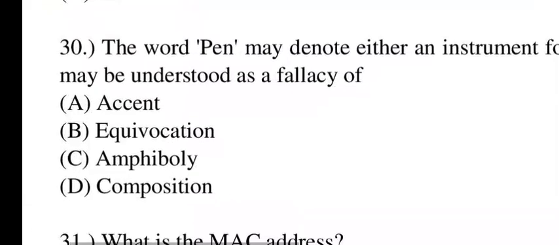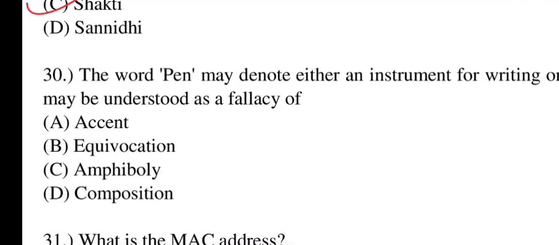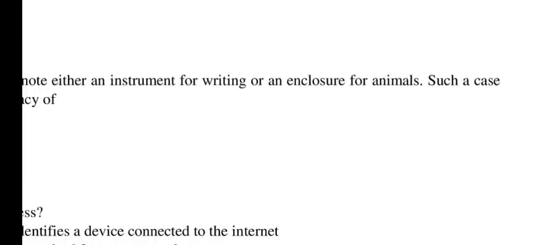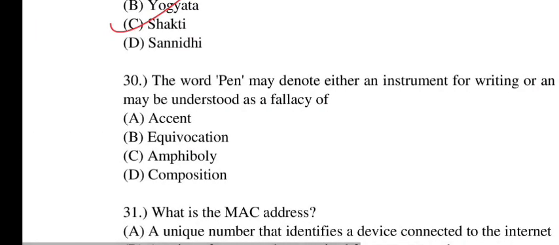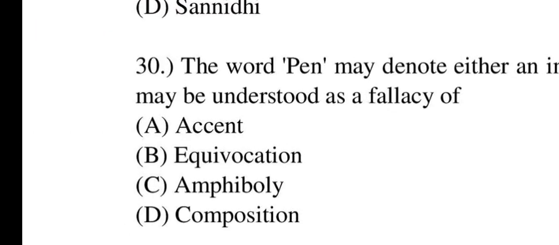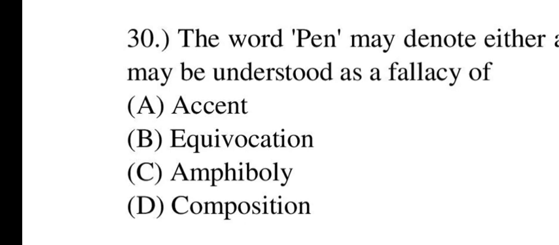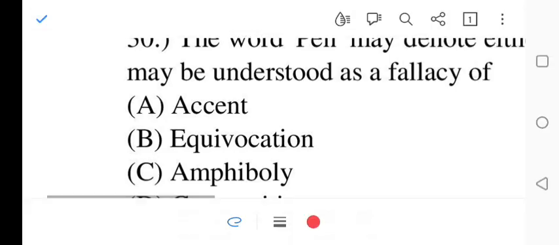Number 30 says, the word pen may denote either an instrument for writing or an enclosure for animals. Such a case may be understood as a fallacy of what? A, accent; B, equivocation; C, amphiboly; D, composition. Number 30, number B will be correct, equivocation.